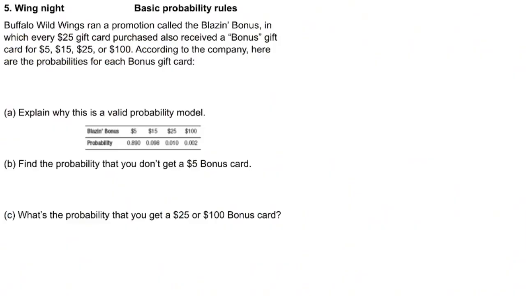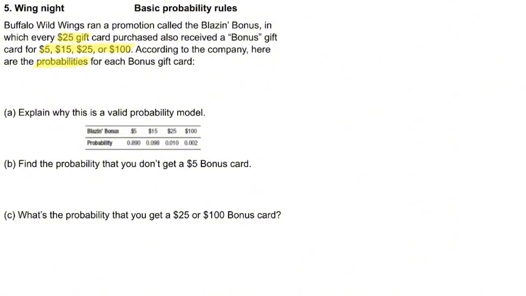Wing night. Buffalo Wild Wings ran a promotion called Blazin' Bonus, in which every $25 gift card purchased also received a bonus gift card for $5, $15, $25, or $100. According to the company, here are the probabilities for each bonus gift card. Explain why this is a valid probability model.